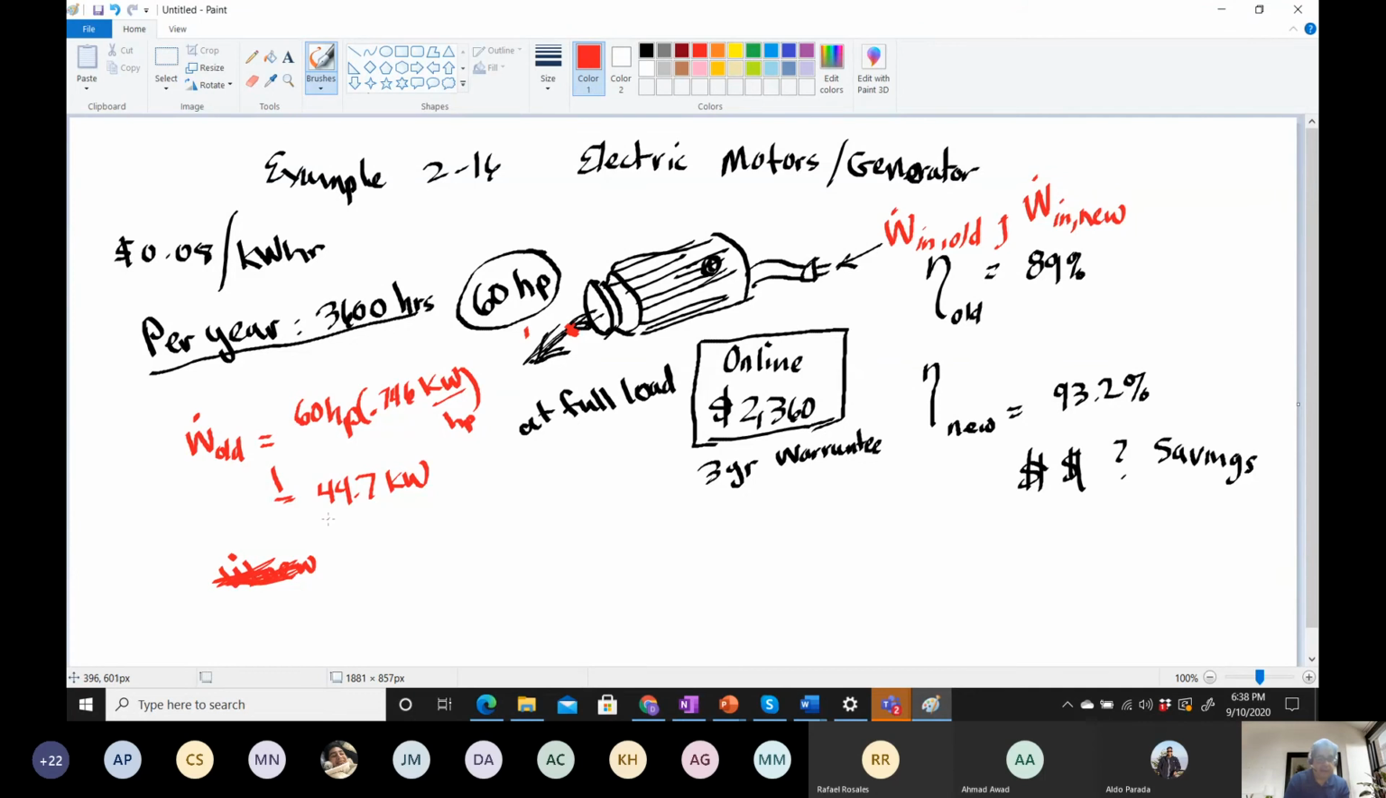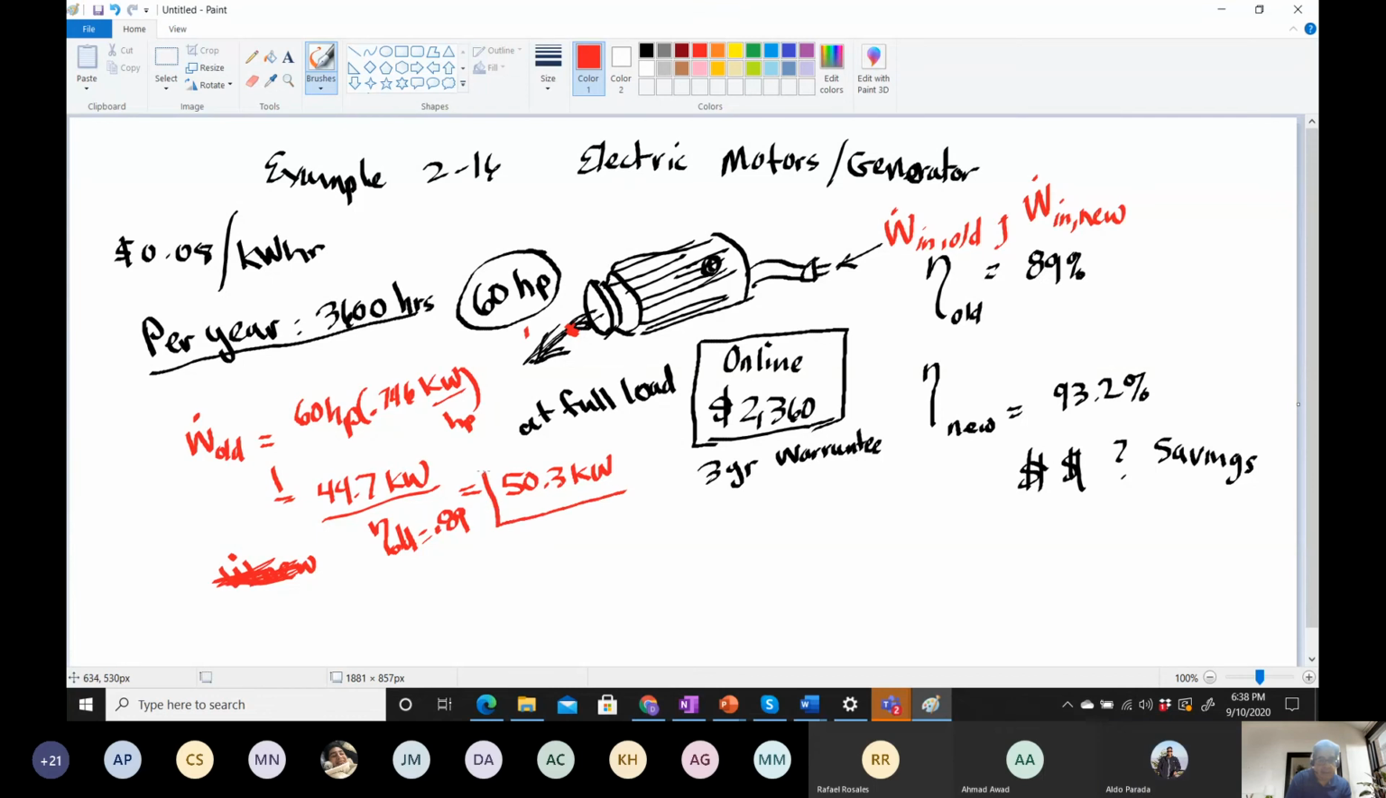For the old, we have to now divide, because this is the shaft. So we need to divide by the efficiency of the old one, right? Can you divide this number by 0.89? 50.3. How much? 50.3? Okay. Yeah.